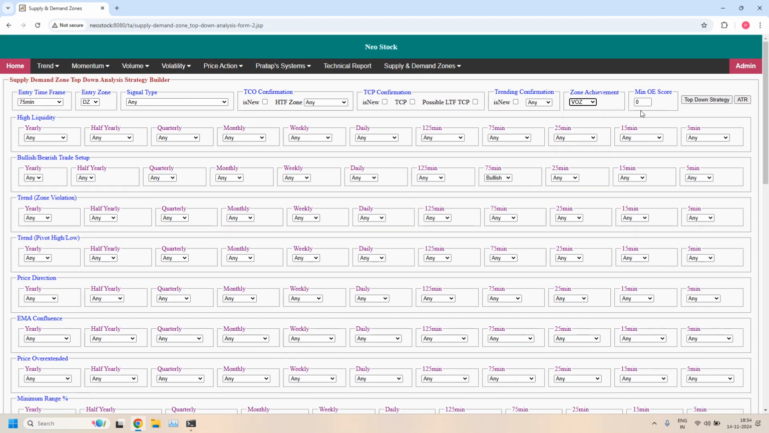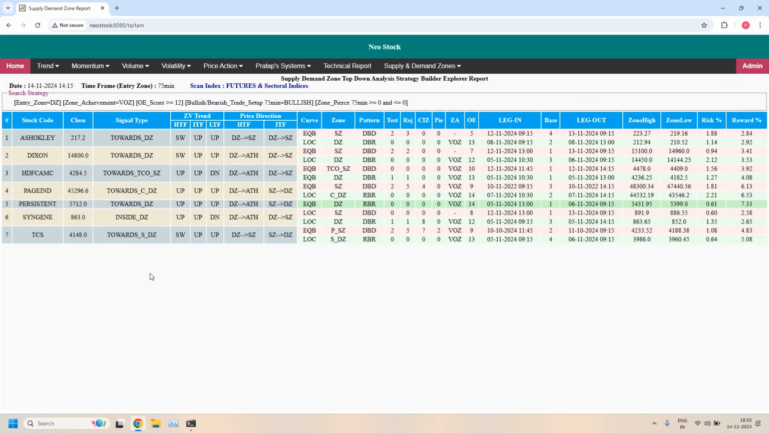Zone achievement violated opposing zone. Minimum odd enhanced score 12. All the 3 filters are applied to 75 minutes demand zone. Now let's filter the stocks. We got 7 stocks. And these 7 stocks are currently supporting bullish trade setup for weekly income trade. That is entry time frame, 75 minutes demand zones. And in these 75 minutes demand zones, there could be some high probability setups available out of these 7 stocks. Let us find them.